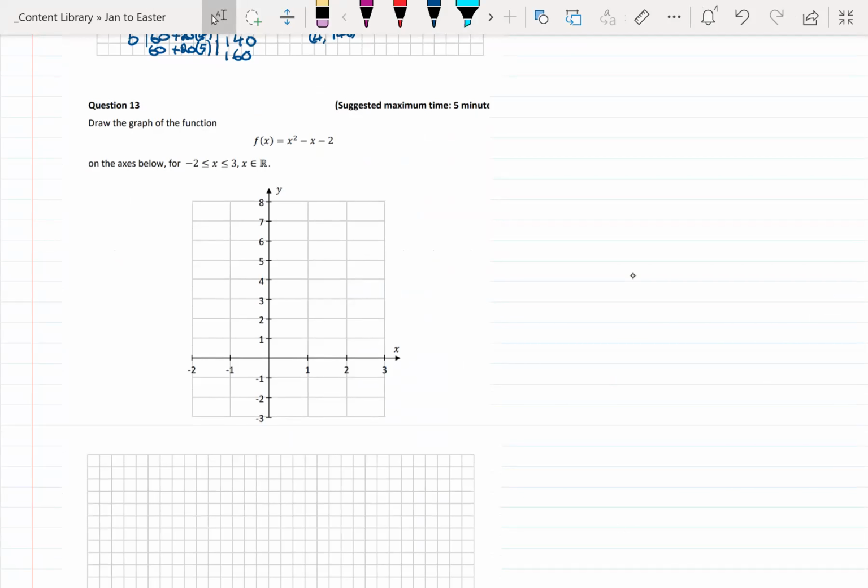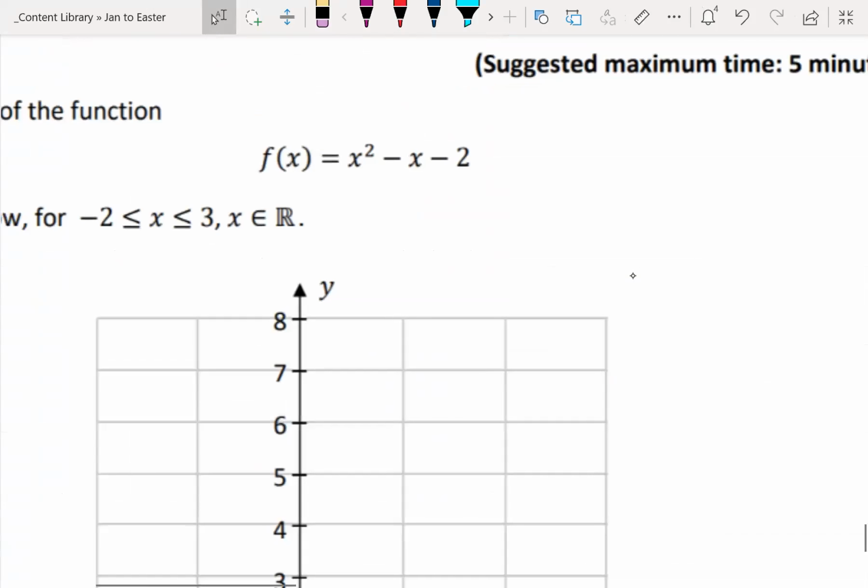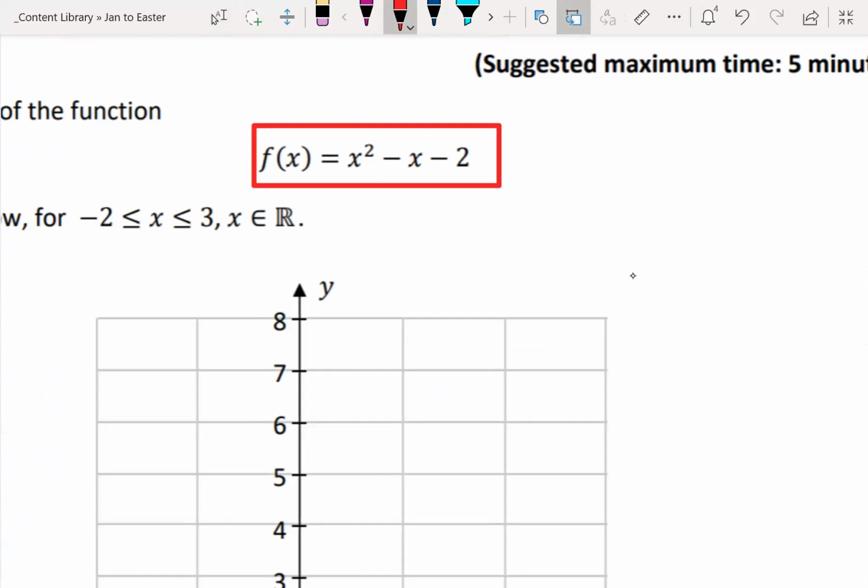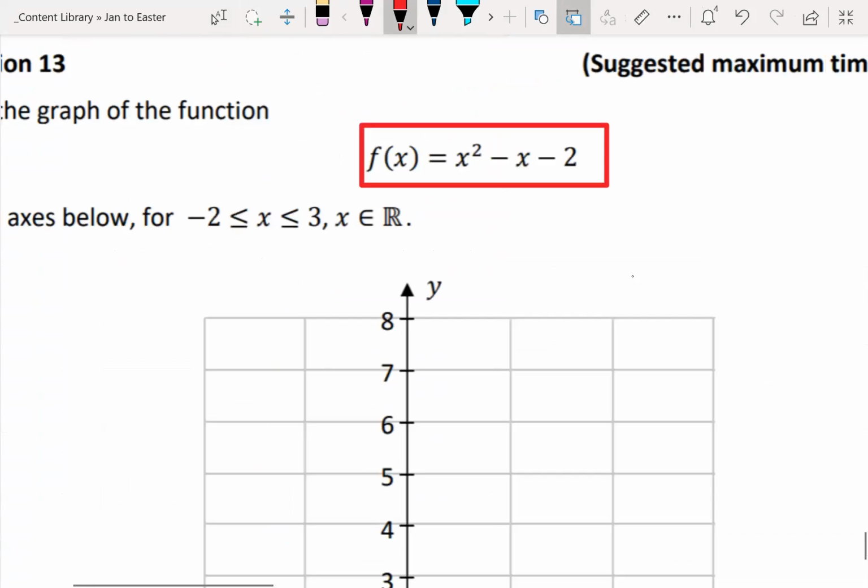This time though, it's not linear. We would have got away in the last one with just doing 2 points and drawing a line between them. But here, it's going to have a curve in it. It's what we call a quadratic graph. And yeah, there's going to be a curve in this, so we are going to have to do each of these points.